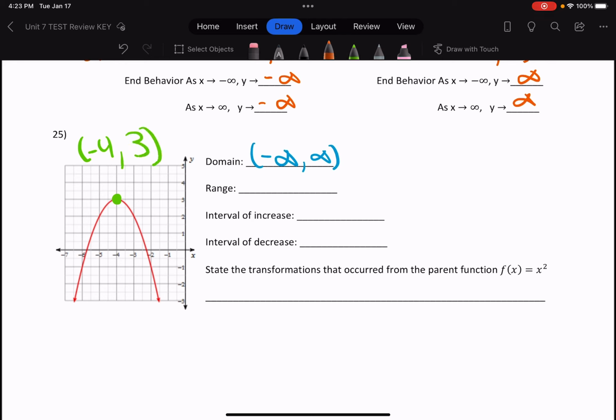And I know that that y value, that 3, that's my maximum point. So I know my range is going to start as low as -infinity, but it's going to go all the way and include that value of 3. So that's why we have that square bracket there. It's showing me that that 3 is included as an output for my function.